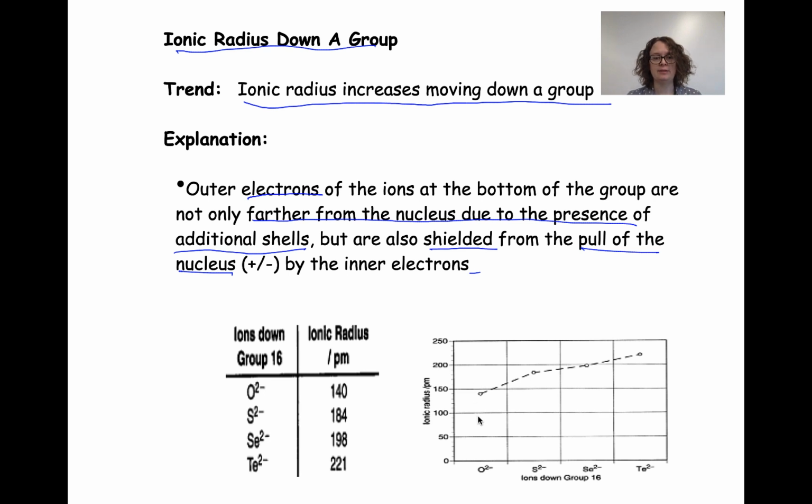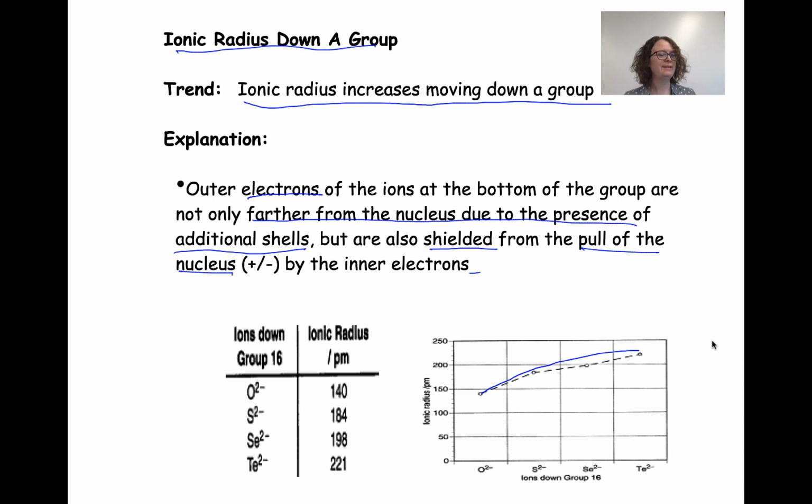And we can see in this chart as we go down a group, so here we're looking at the oxygen group, our atomic radius from oxygen to sulfur to selenium to tellurium is going to increase.